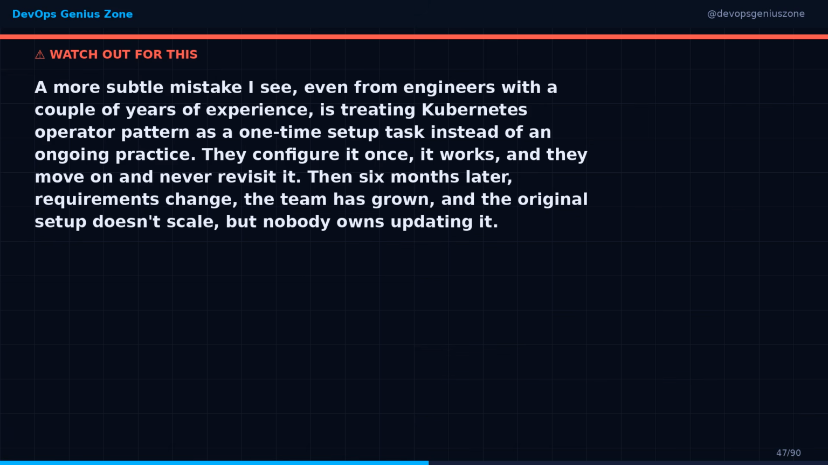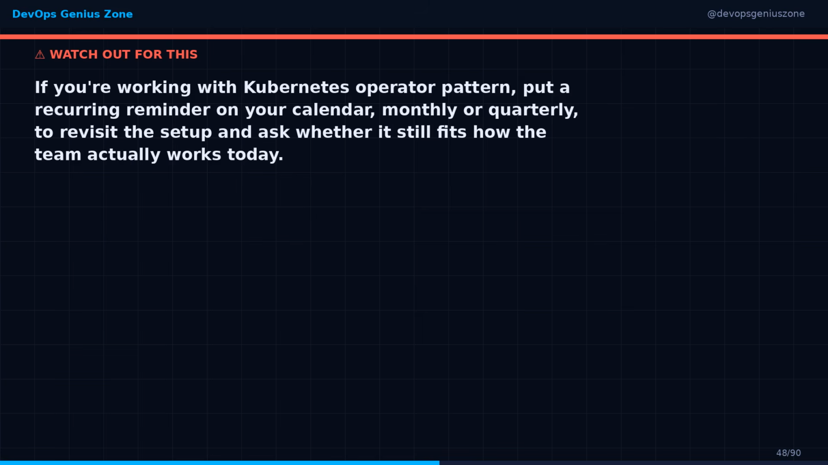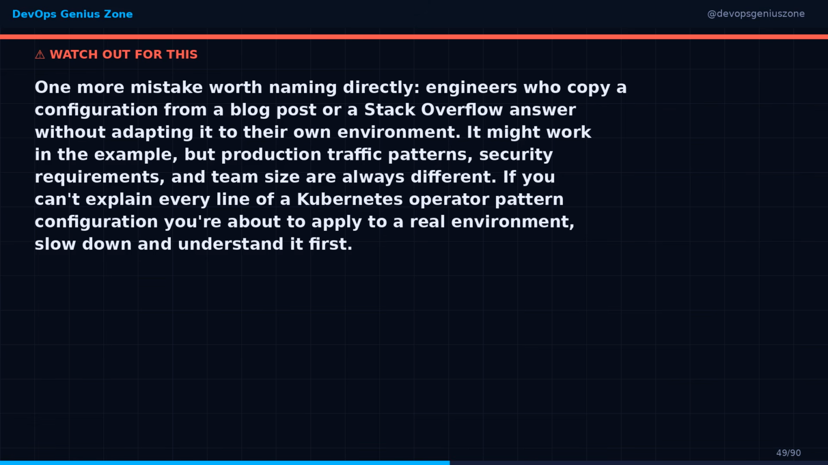One more mistake worth naming directly: engineers who copy a configuration from a blog post or a Stack Overflow answer without adapting it to their own environment. It might work in the example, but production traffic patterns, security requirements, and team size are always different. If you can't explain every line of a Kubernetes operator pattern configuration you're about to apply to a real environment, slow down and understand it first. That single habit will save you from more incidents than almost anything else on this list.